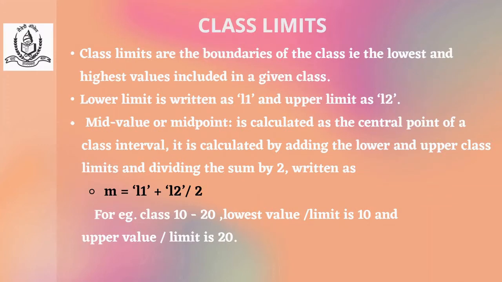Class limits define the boundaries of the class, that is the lowest and the highest values which can be included in a given class. Lower limits are represented as L1 and upper limit as L2. These values help in calculating or establishing the mid value or the midpoint. The sum of the two, L1 and L2, is divided by 2 to arrive at the value of the midpoint m. For example, the class 10 to 20 has a lower limit of 10 and an upper limit of 20. The midpoint is (10 + 20) / 2, that is 15.